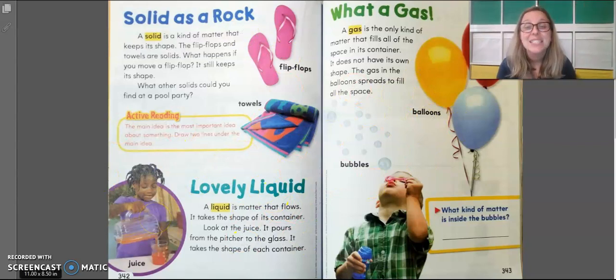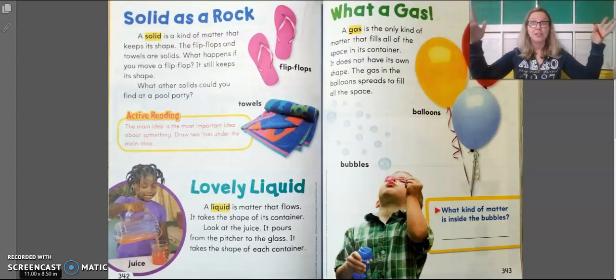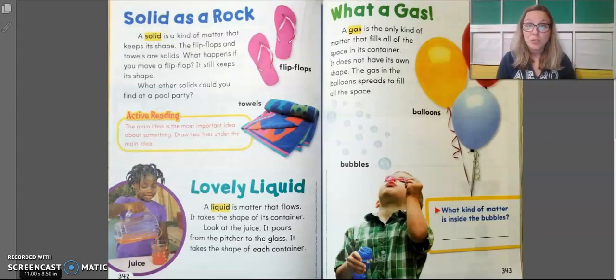A gas is the only kind of matter that fills the space in its container. It doesn't have its own shape, and it takes up whatever space it's in. So for example, if you were to put air inside a balloon, it would fill up the balloon. If you were to pop that balloon and let that air out, all that air inside the balloon would fill the whole room. Okay, whatever size the container is that you put the gas into, it will take that shape.